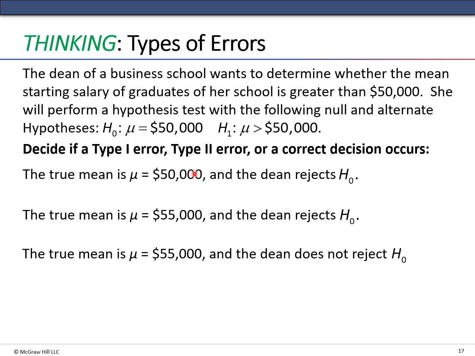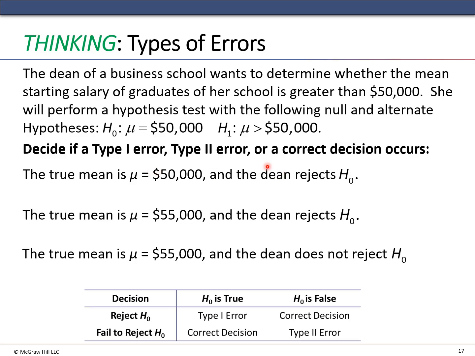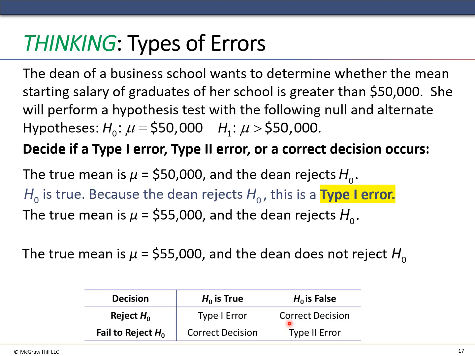Well, if the mean is 50,000, that is what our null hypothesis states, but the dean rejected it. So this is an error, and because the null is true and we rejected it, this is a type 1 error. And you can see that here. The null is true, but it's rejected. It's a type 1 error.